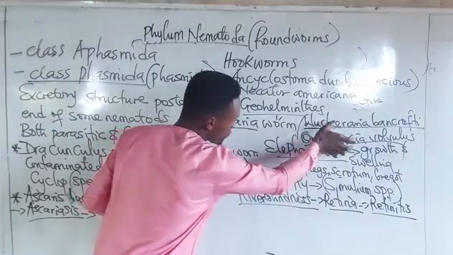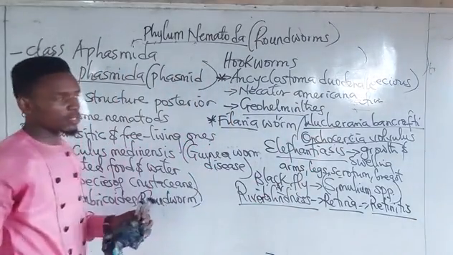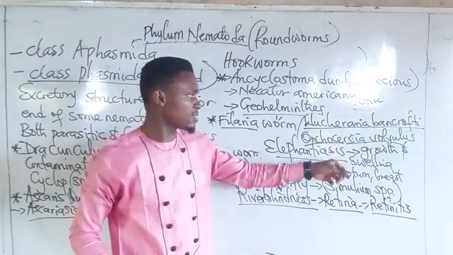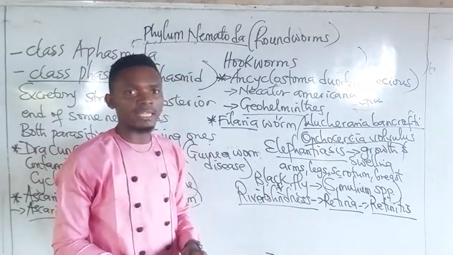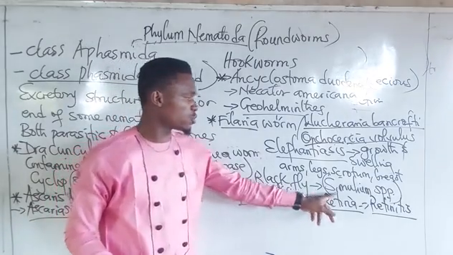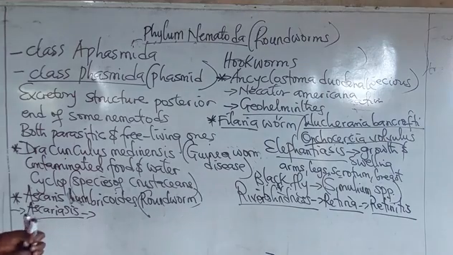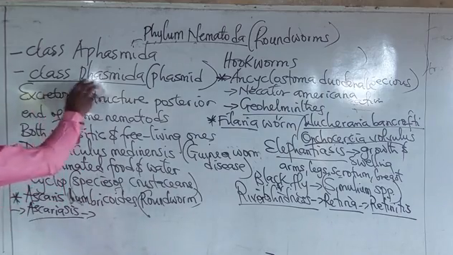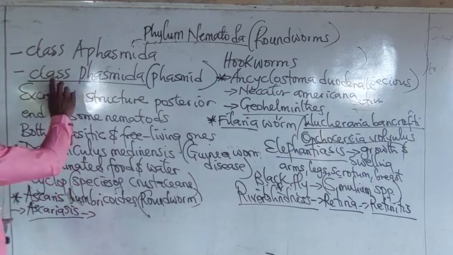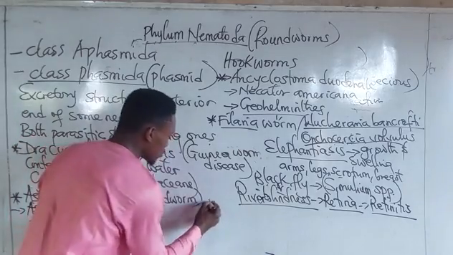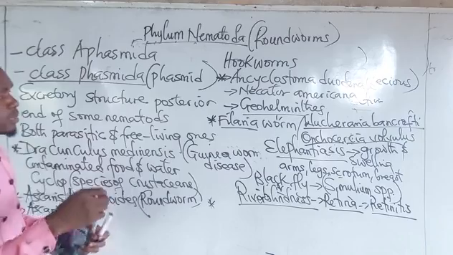So these two filarial worms have been put to rest. Elephantiasis is caused by Wuchereria bancrofti. Onchocerciasis causes what? River blindness. The vector is black fly called what? Simulium species. Take note of that. I think for now, these are some organisms under the class Phasmida. Please take note of that. It is good. Another one.